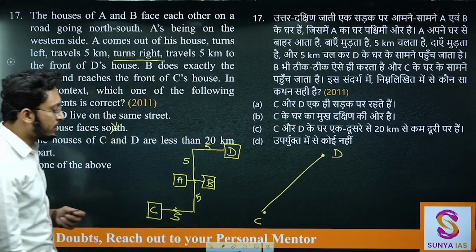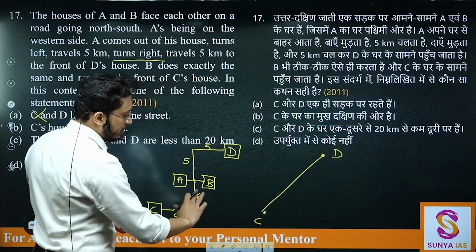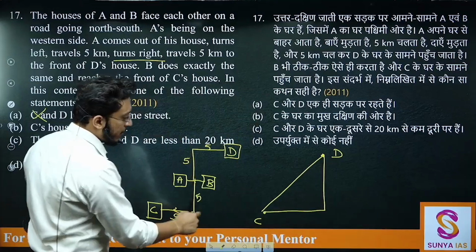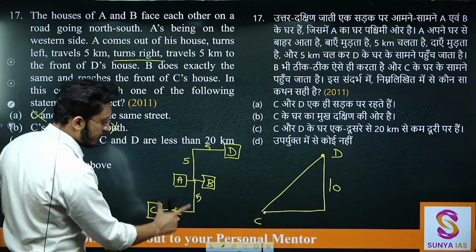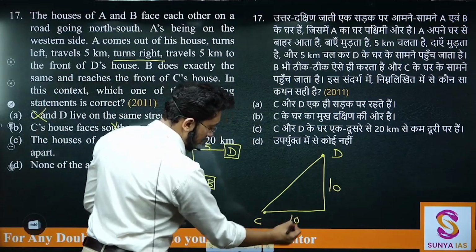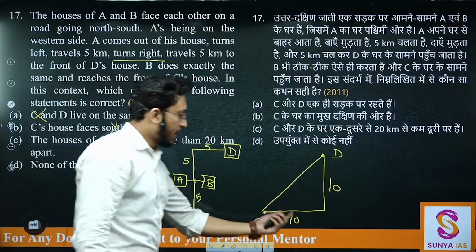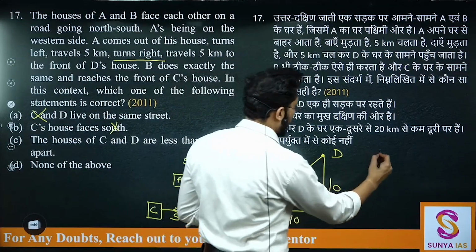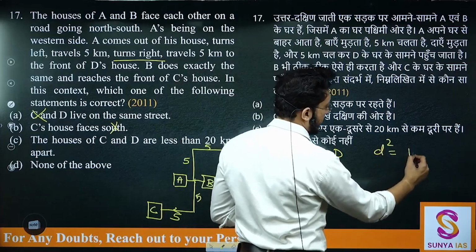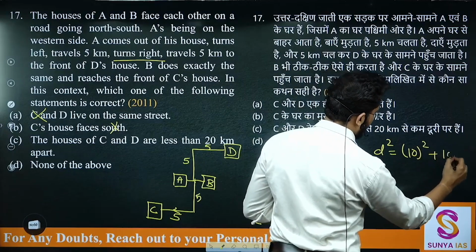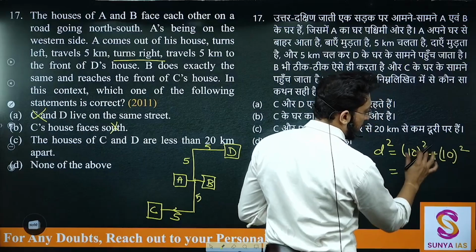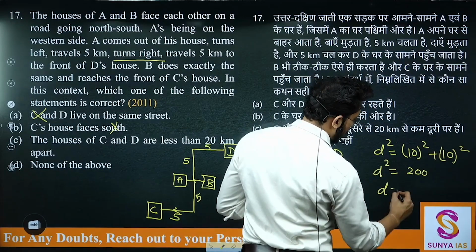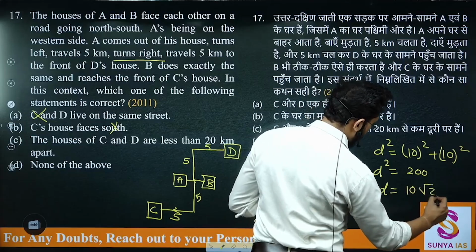Let's calculate the vertical distance and the horizontal distance between these two points. The vertical distance is 5 and 5, that is 10. The horizontal distance is this 5 plus this 5, which is 10. So this is 10 and 10. If you calculate this distance, what will you get? D square, let's say the distance squared, is 10 square plus 10 square. From here you will get 100 plus 100, 200, so D square is 200. So D comes out to be 10 root 2.